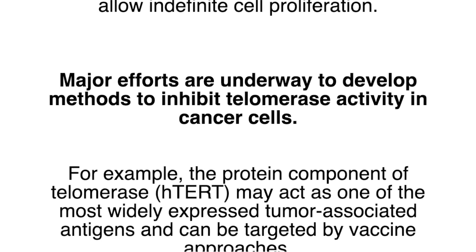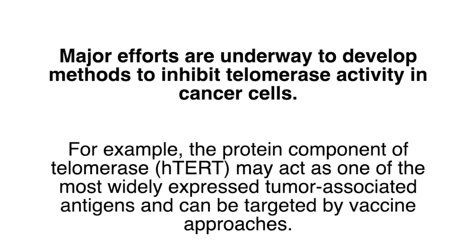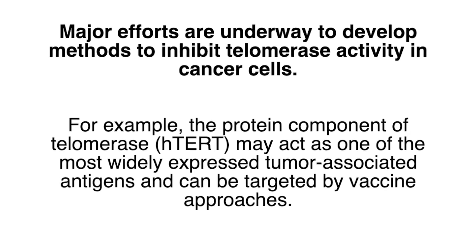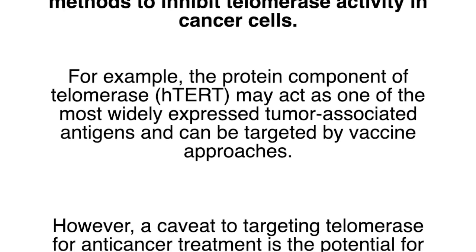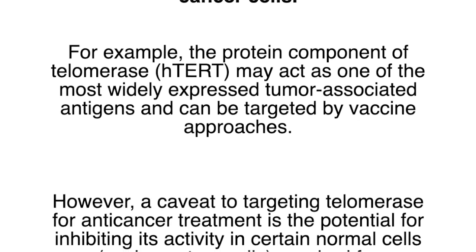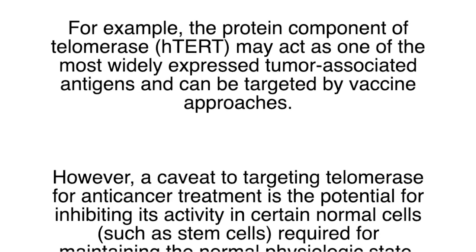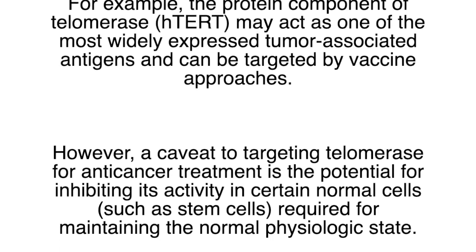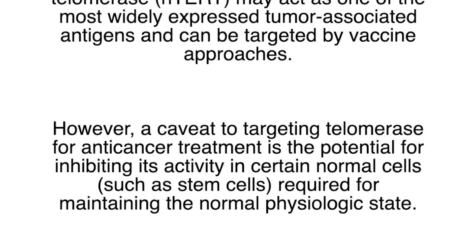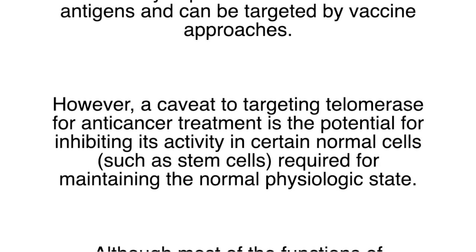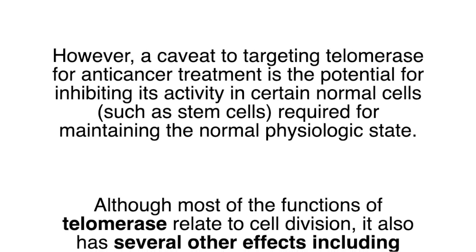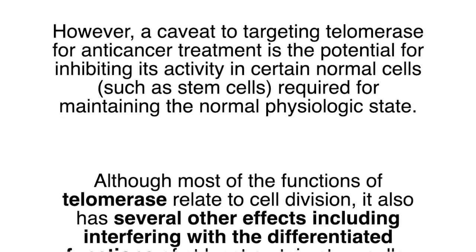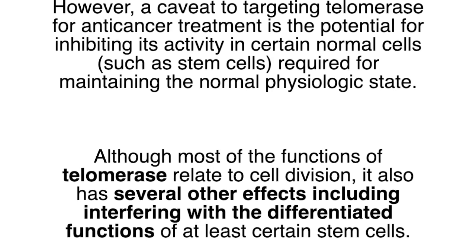For example, the protein component of telomerase, hTERT, may act as one of the most widely expressed tumor-associated antigens and can be targeted by vaccine approaches. However, a caveat to targeting telomerase for anti-cancer treatment is the potential for inhibiting its activity in certain normal cells, such as stem cells, required for maintaining the normal physiologic state.